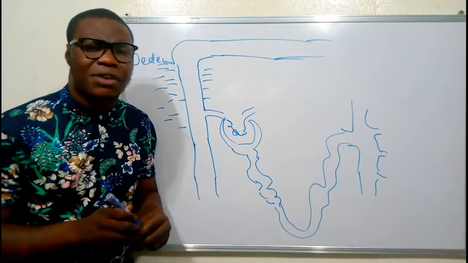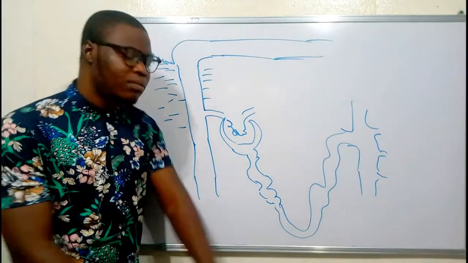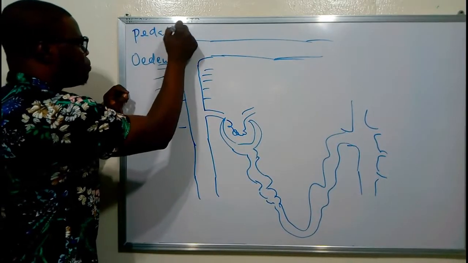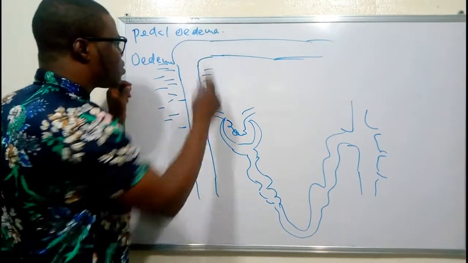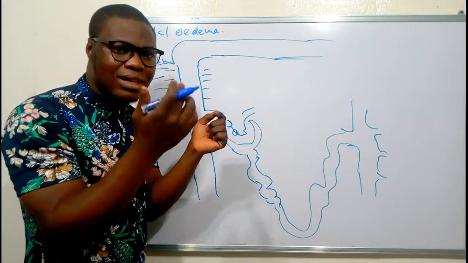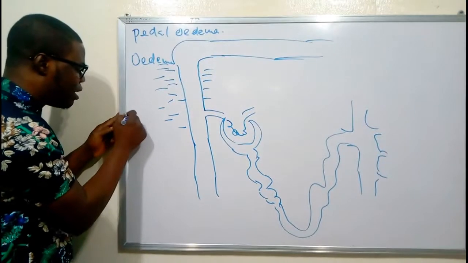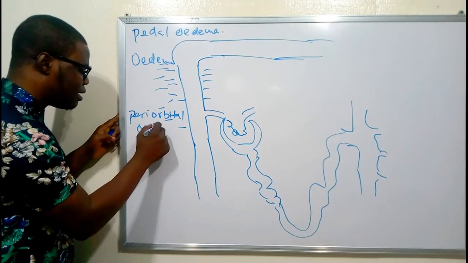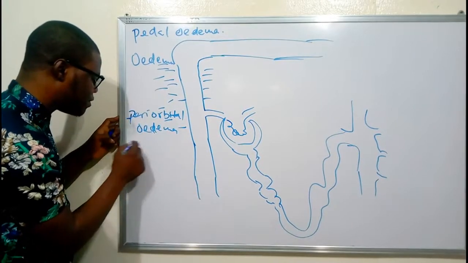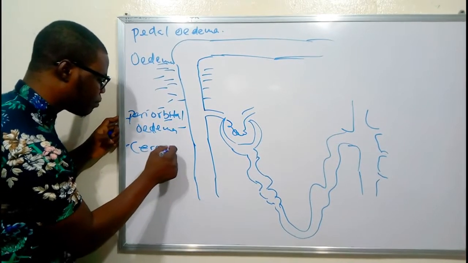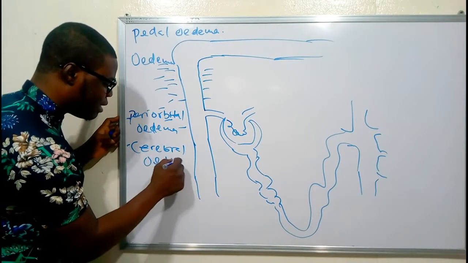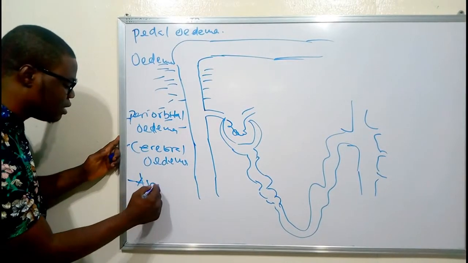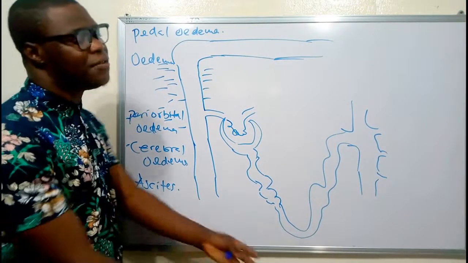So this edema is going to affect different body parts. Edema to the legs is going to cause pedal edema. This is going to affect the eye as well. Surrounding the eye, the edema is called periorbital edema. And to the brain, the person is going to have cerebral edema. And to the abdominal region, that is going to cause ascites. So different kinds of edema.